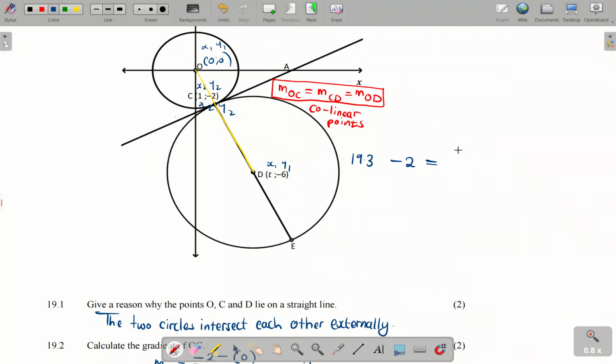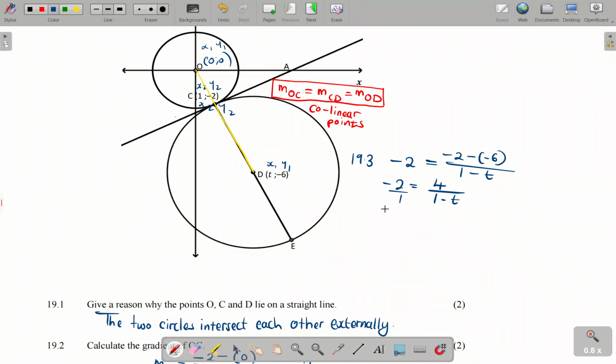Remember, to find the gradient, you say change in y over change in x. So change in y is y2 minus y1, over x2 minus x1. Let's first deal with the top part. You have -2 plus 6. That will give you 4. So you have -2 equals 4 all over 1 minus t.